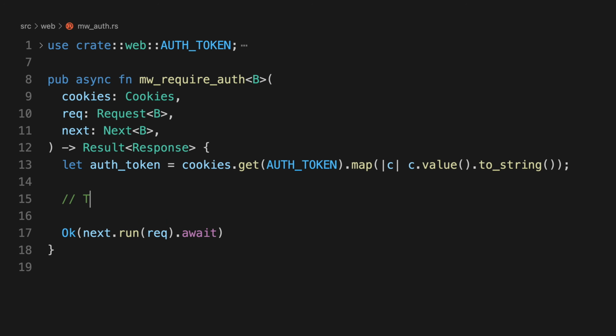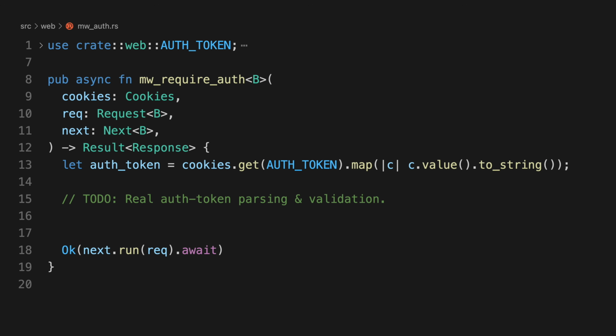So eventually you are going to want to do real Auth-Token parsing and validation. We'll do the parsing later. The validation will be the subject of another video. But for now, what we're going to do is we're going to take this option and return an error if the Auth-Token was not there.